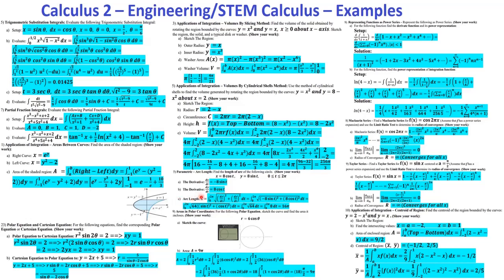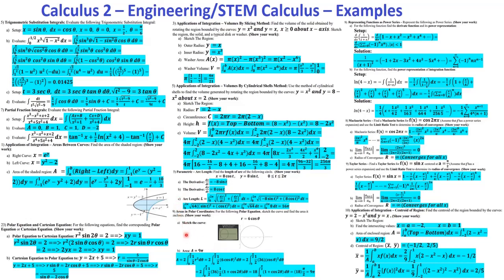Then the arc length is the integral from a to b of the square root of dx by dt squared plus dy by dt squared, integrated with respect to t. So this is from 0 to 2 pi, the square root of minus 8 sine t squared plus 8 cosine t squared dt. When you integrate this, you will end up with 16 pi. So that is the arc length of this parametric equation.